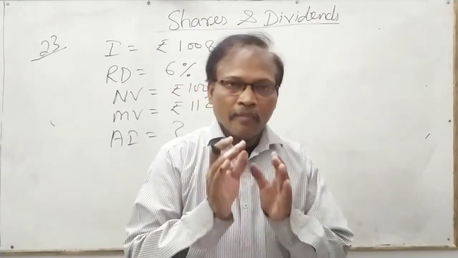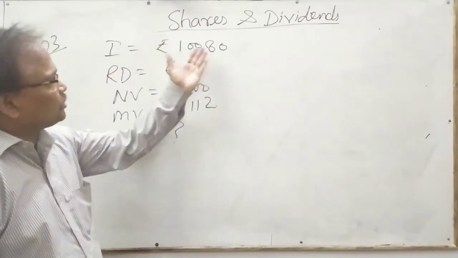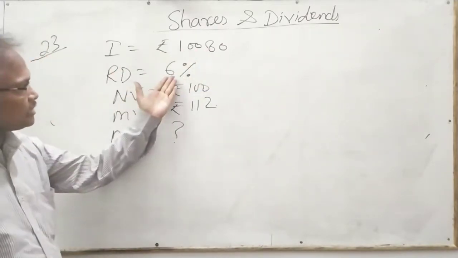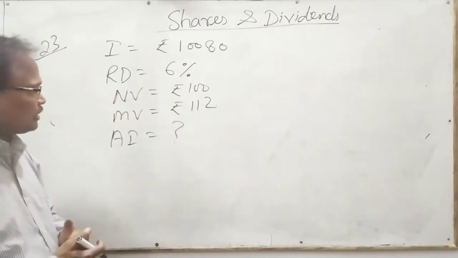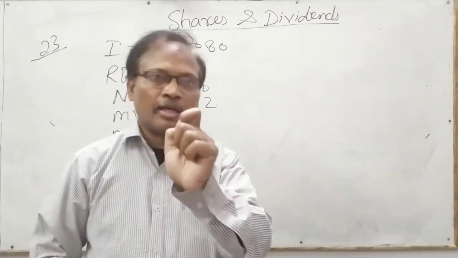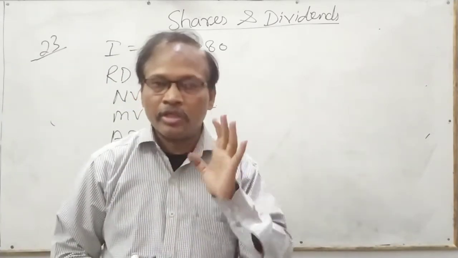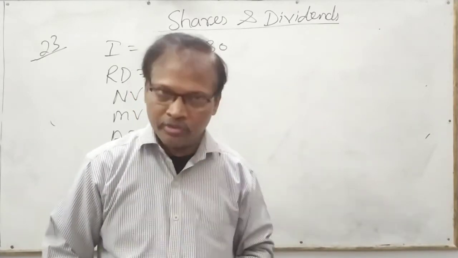मतलब ये कि एक पर्सन ने 10,080 रुपीज इन्वेस्ट किया किस शेयर में? 6% जिसका आरडी है, रेट ऑफ डिविडेंड है, नॉमिनल वैल्यू ₹100 है, मार्केट वैल्यू ₹112 है. Then what is his annual income? Means annual dividend.